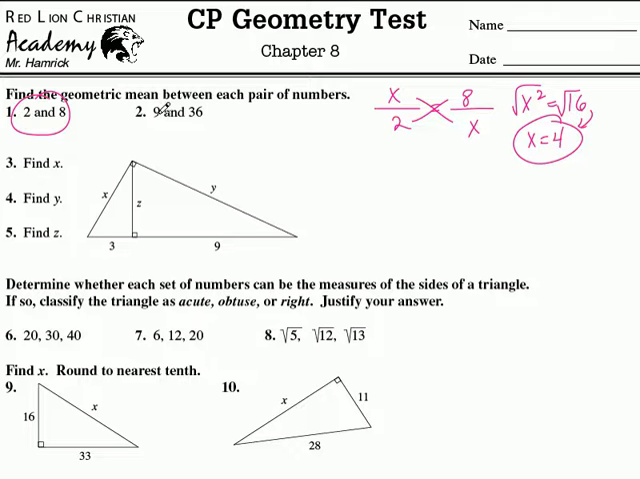Okay, what about this one? 9 and 36. Again, it says find the geometric mean. So we do this. You should do this every single time you find the geometric mean. You should set up two fractions equal to each other. The geometric mean goes here and here. Again, you could call it any letter that you want. I call it x. And then the two numbers go in those other two spots. So you've got a 9 and a 36. And you cross multiply. So x squared is 9 times 36.